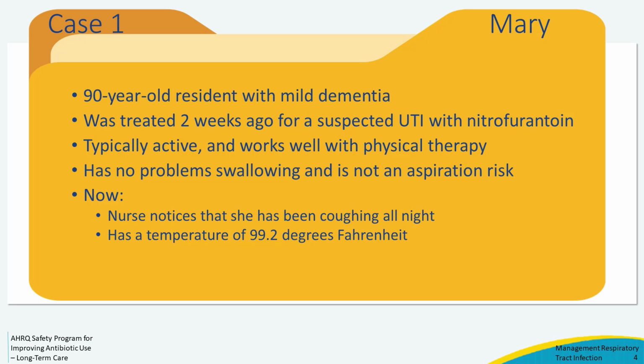Mary is a 90-year-old resident with mild dementia. She was recently treated for suspected urinary tract infection, or UTI, with a 5-day course of nitrofurantoin. She is typically active and functional in her activities of daily living and has never had a problem with swallowing or aspiration. Her nurse notices that she has developed a cough and her temperature is 99.2.